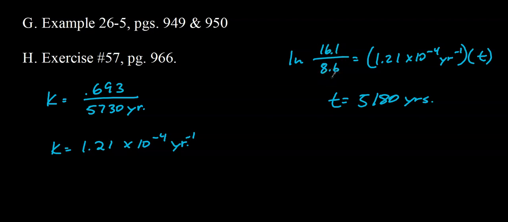And this time we're solving for t, trying to find out how old this object is. And so we get 5,180 years. All right, number 61, yet again, a little bit different problem in terms of the information that we're given. So go ahead and pause, set this up, and see what you get.